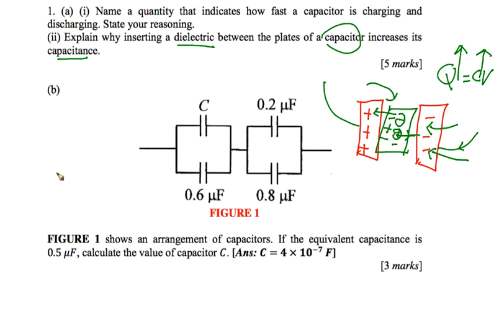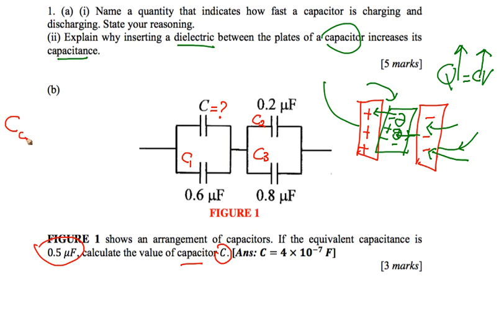And the next, number B. The figure shows the arrangement of capacitors. The equivalent capacitance of the circuit is 0.5 microfarad. Calculate the value of capacitance C. So first, you can see here is C, and this is C1, and this is C2, and this is C3. First you combine capacitor C and C1.